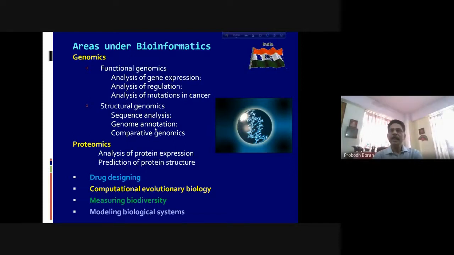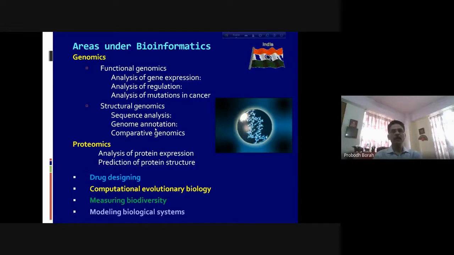There are again many aspects of functional genomics, like analysis of gene expression, and analysis of regulation of gene expression, that is, how the expression of a gene is regulated by genetic as well as epigenetic mechanisms. And the third is analysis of mutations in cancer or in relation to other pathologies. What is the role of mutation, or what is the specificity of a particular mutation with development of a particular type of pathological condition in different biological systems.